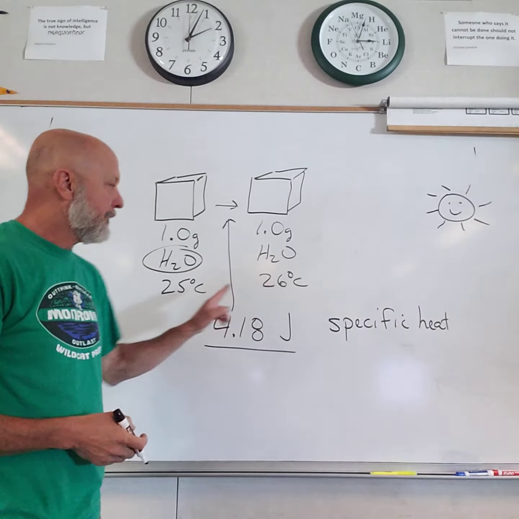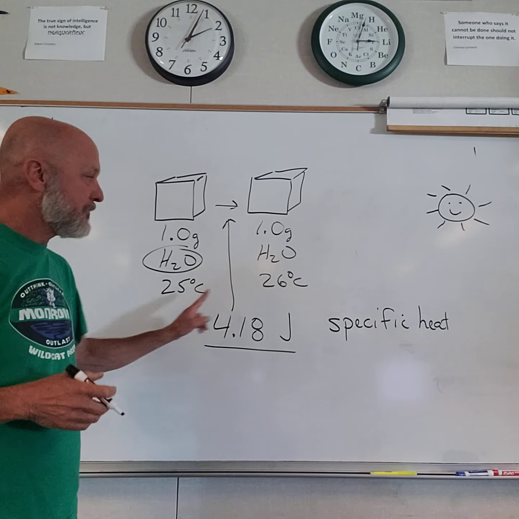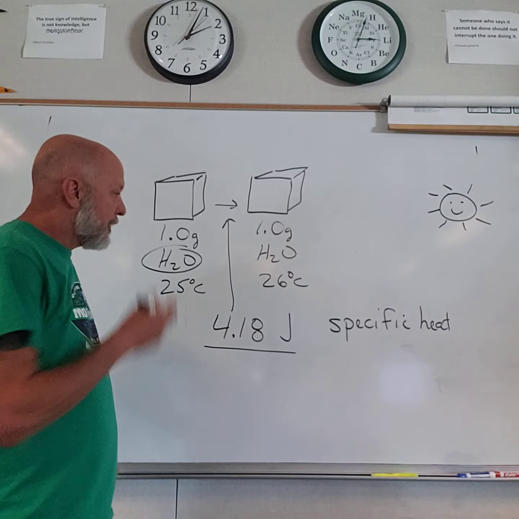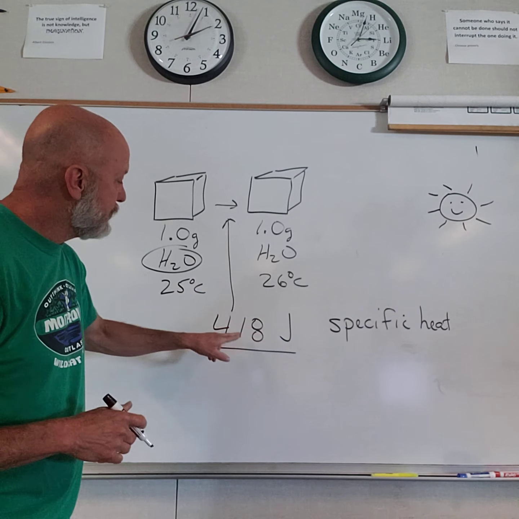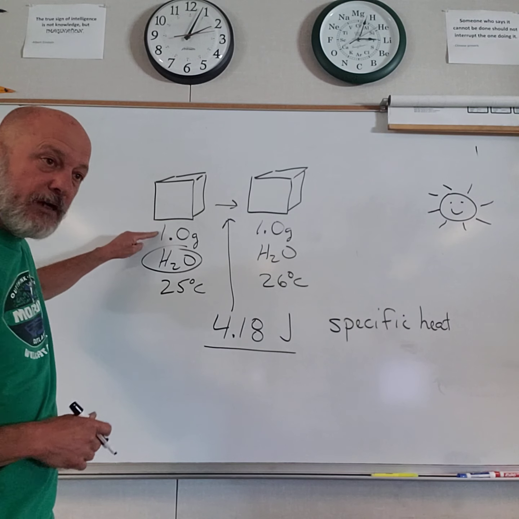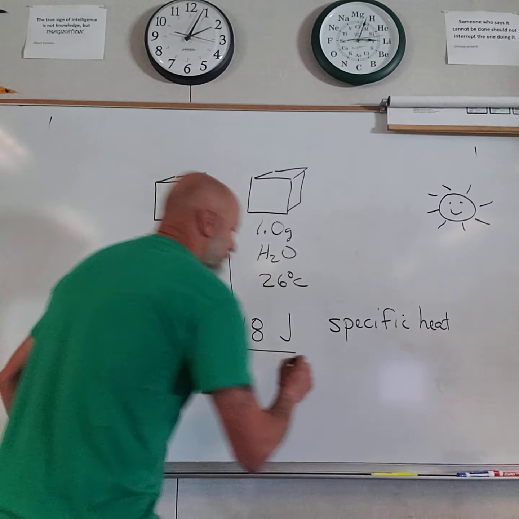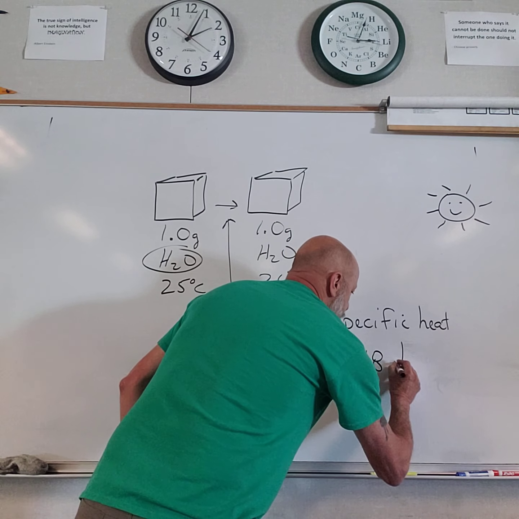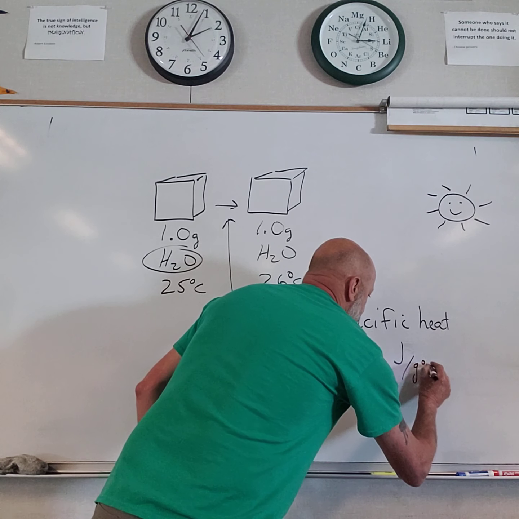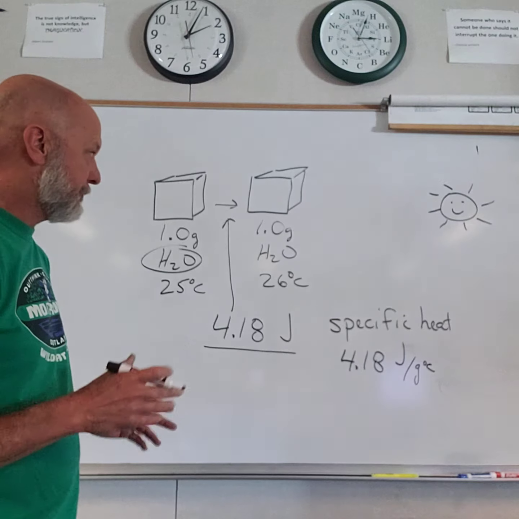1 degree. Now I just picked a starting point, but the key is the change. How much am I going to change the temperature? So the specific heat of water is that it takes 4.18 joules of energy to take 1 gram of water and heat it 1 degree C. So it would be 4.18 joules per gram degree C, right? Joules per gram per degree C. That's called the specific heat.